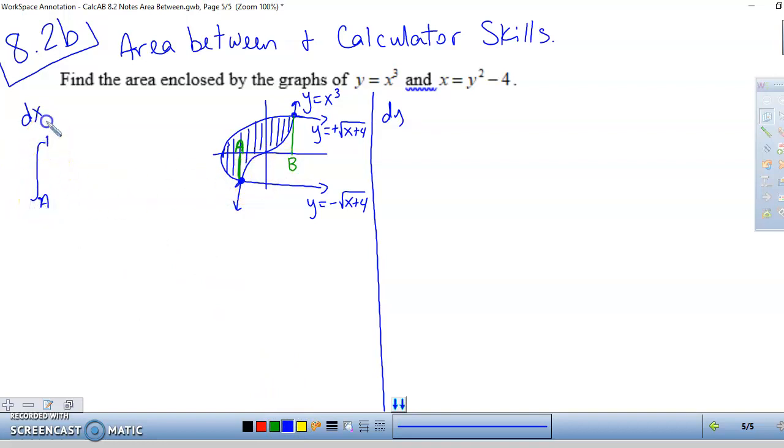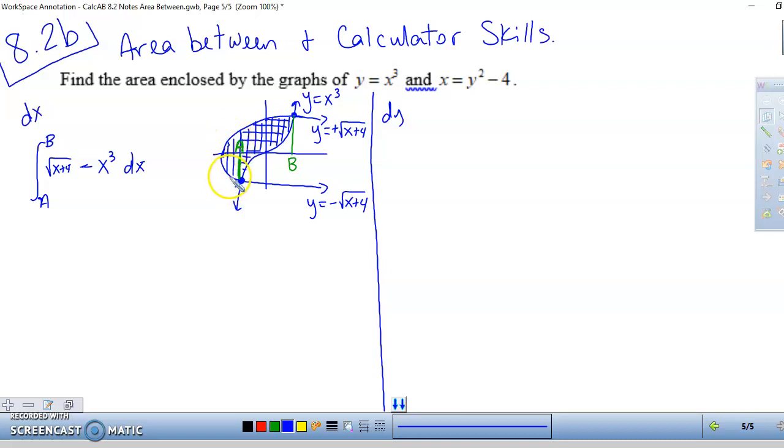So you would find those. I won't do that in this particular piece. And then we would do the positive square root of x plus 4 minus the cubic with respect to x. So that would basically be this part of the graph, right? So that represents the blue crossed section there.